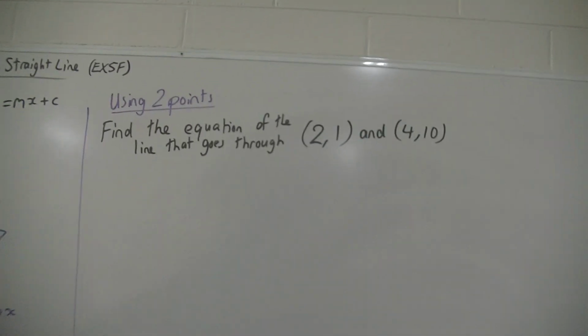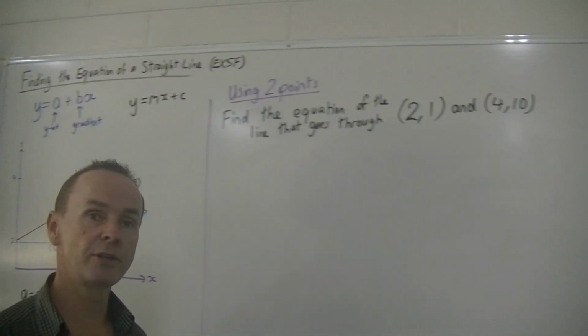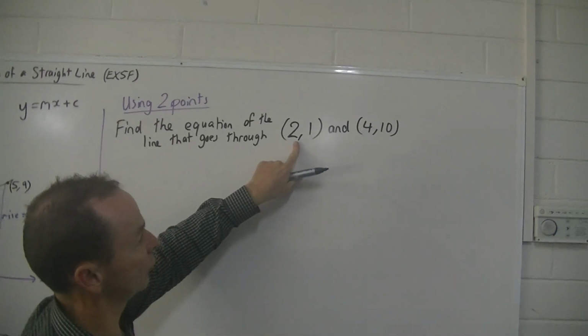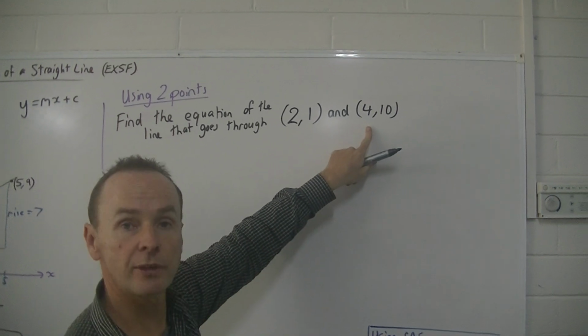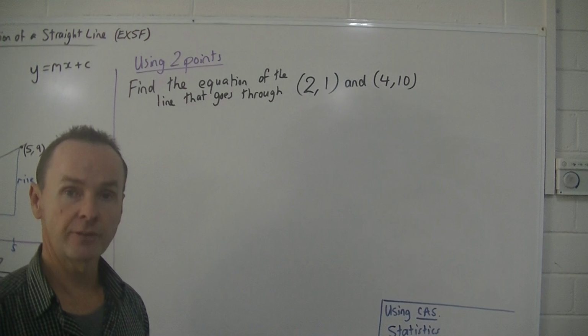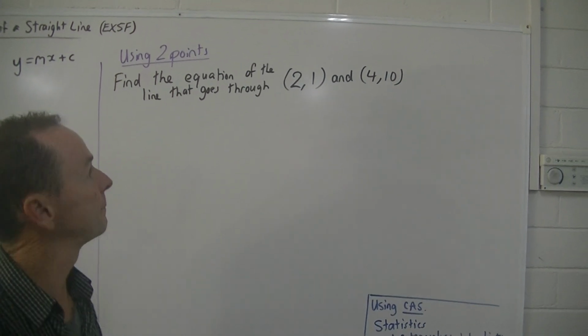Alright, we're going to move on to the next example. So you have to be able to find the equation of a line using 2 points. So the line goes through the point 2, 1 and it goes through 4, 10. Make sure you know how to do both these examples, because there's a good chance it'll be on the exam.